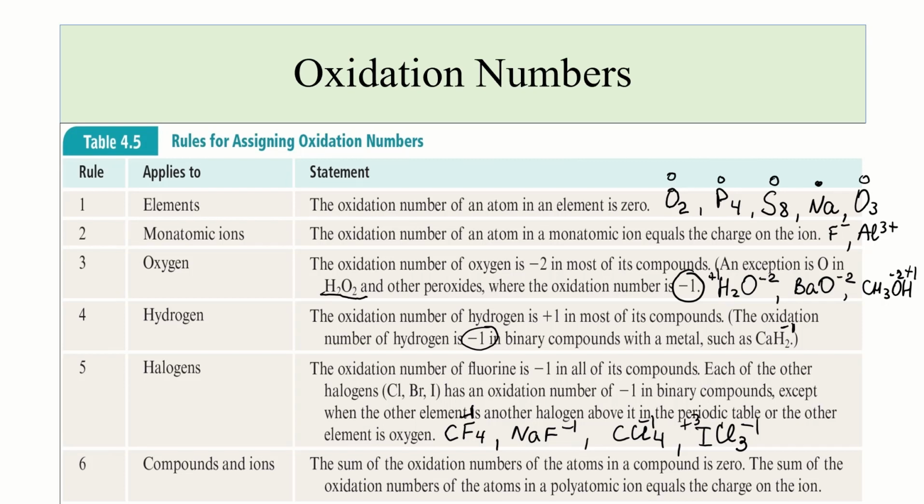Rule number 6. The sum of the oxidation numbers of the atoms in a compound is 0. The sum of the oxidation numbers of the atoms in a polyatomic ion equals the charge on the ion. For example, in nitrate, NO3-, the oxidation state of the polyatomic ion is equal to -1, the charge of the ion.